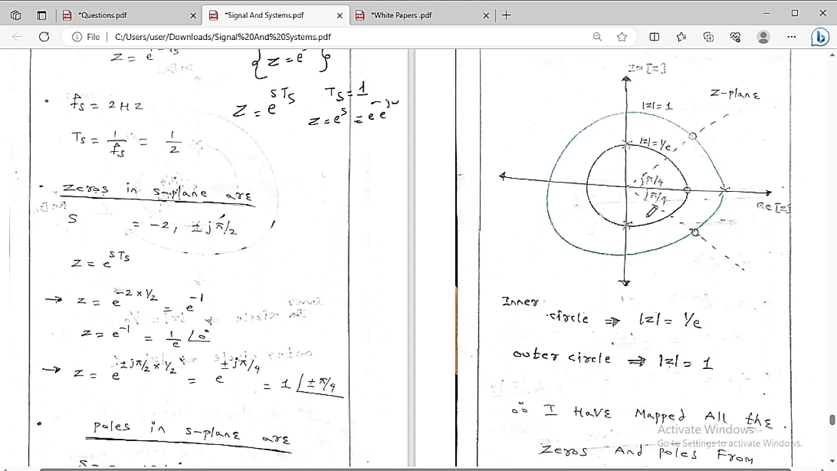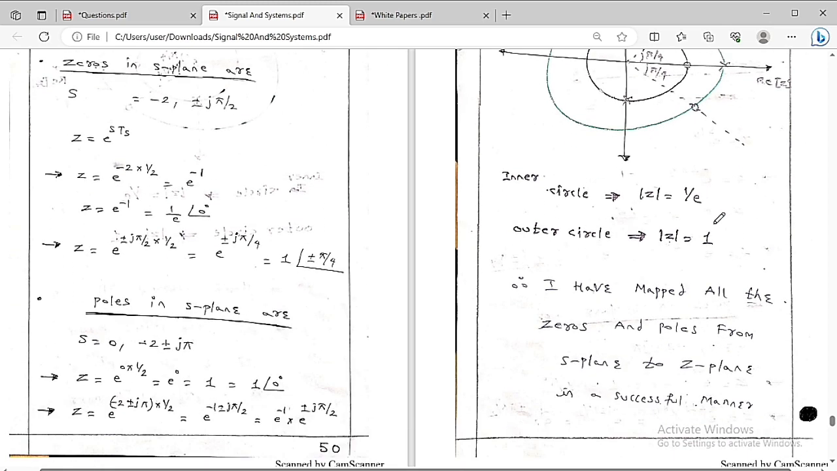Suppose if they are mentioned, it means PS is not equal to 1. Not mentioned means PS is equal to 1. Mentioned means PS is not equal to 1. So this point you have to keep in your mind.